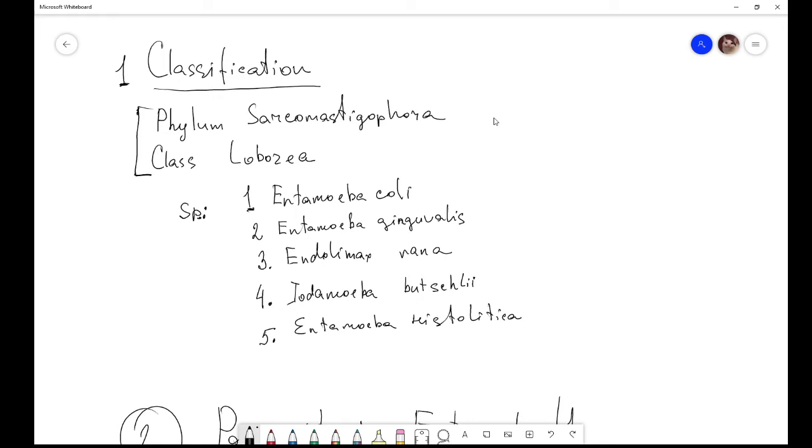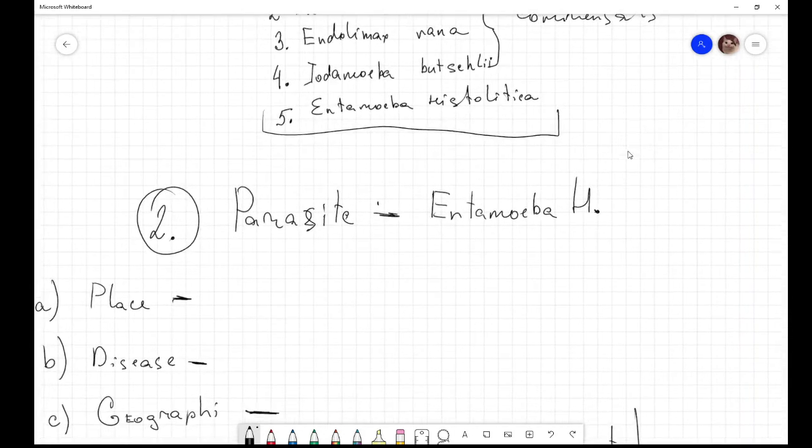First, Entamoeba coli, Entamoeba gingivalis. Third, Endolimax nana, or Entamoeba nana in another word. Fourth, Entamoeba butschlii. These are non-pathogenic. These are not parasites, these are commensals. And the last one, this is the parasite of human, Entamoeba histolytica. And we go to learn the next step.